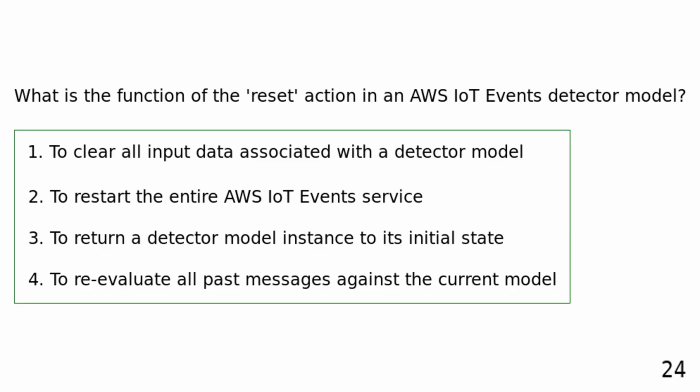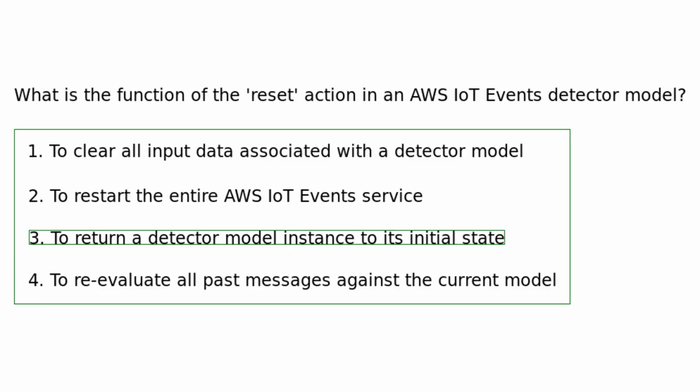What is the function of the reset action in an AWS IoT Events detector model? To clear all input data associated with a detector model. To restart the entire AWS IoT Events service. To return a detector model instance to its initial state. To reevaluate all past messages against the current model.